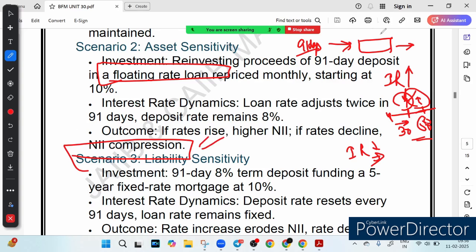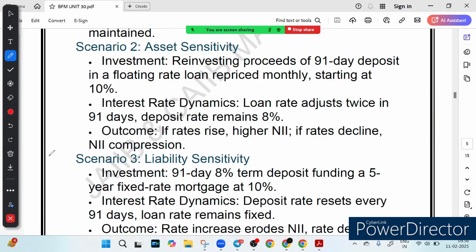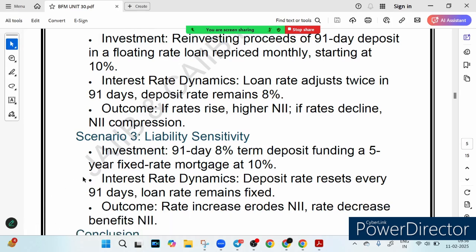This is called asset sensitivity. You know why it is called asset sensitivity? Because in this case we know that our deposit is fixed, but the asset is sensitive to the interest rate change. That is why it is called asset sensitivity. Sensitivity means what? If the interest rate is changing, the asset value is changing, right?